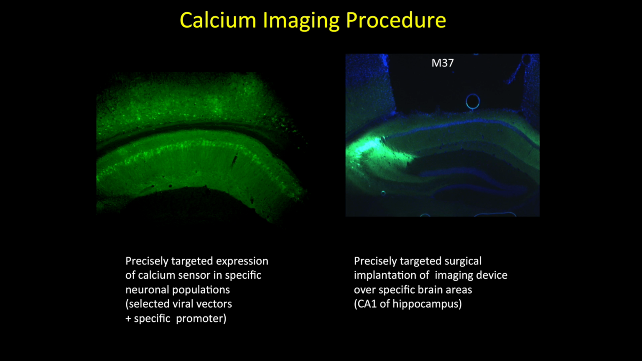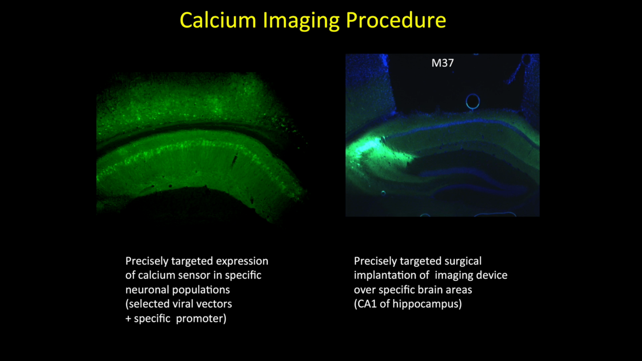Let me briefly describe some aspects of the calcium imaging procedure, because this technique is still fairly novel. The first thing required to accomplish calcium imaging in awake behaving animals is to precisely target the expression of the calcium sensor in the area of interest. More precisely, you can target the expression of the calcium indicator in a given neuronal population. In the example shown here, we used the CAMK2 promoter to express the calcium indicator in pyramidal excitatory cells.